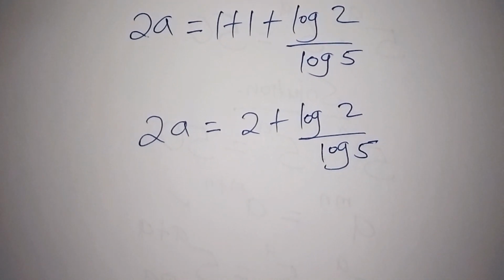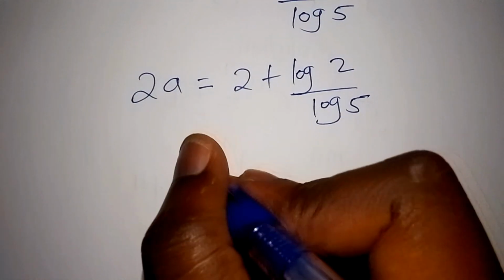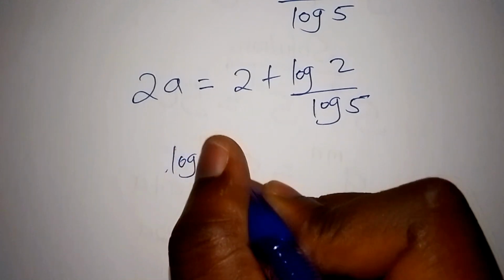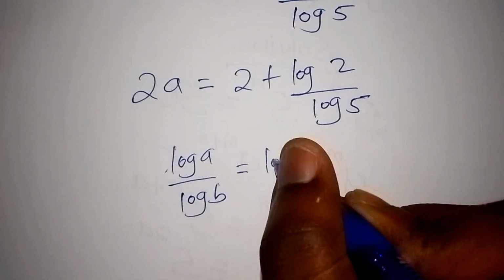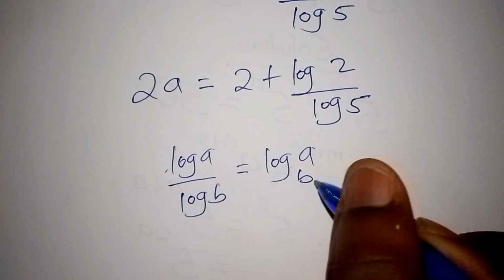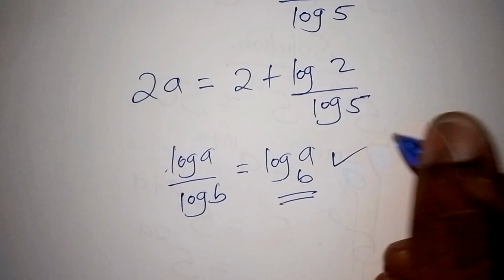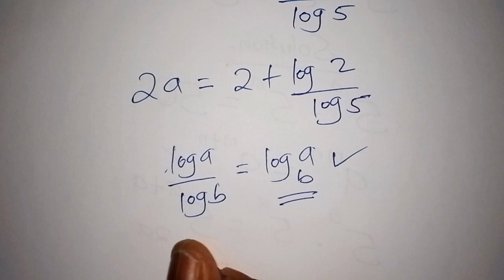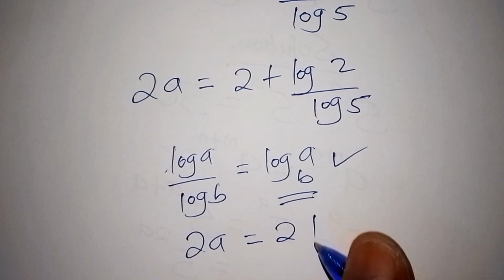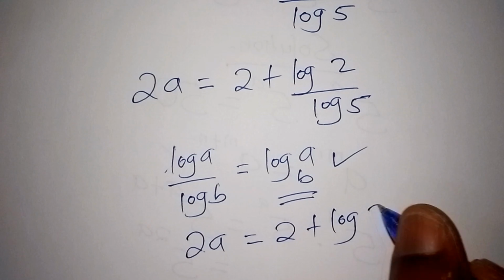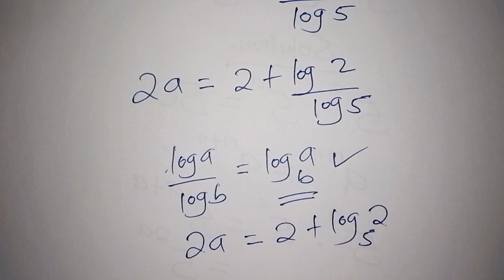So suppose we have something like the log of a all over the log of b. This one can also be written as the log of a to the base of b. So here now we shall say that 2a now is equals to 2 plus the log of 2 to the base of 5.